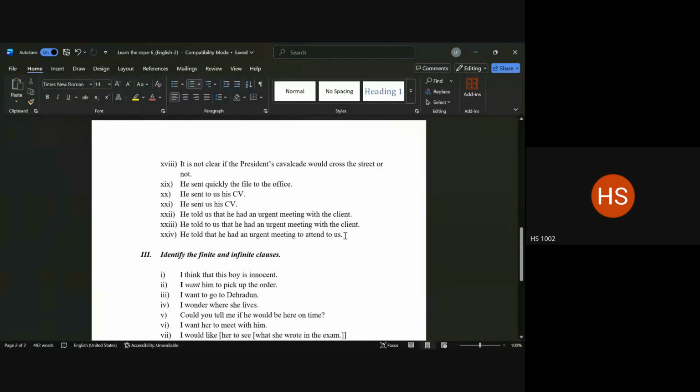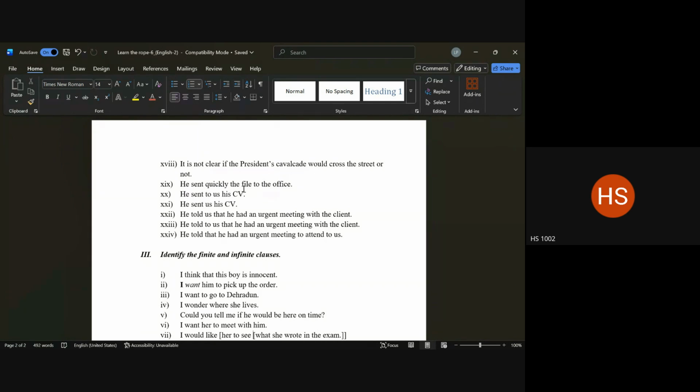Then from this, sentence number 19: He sent quickly the file to the office. He sent quickly the file to the office. So now we are moving to the placement of adverbs in a sentence. We are basically checking where the adverb can be placed at this particular point. Should it be placed after the main verb? Should it go to the end of the sentence? Or is it more fluid? Can you place it wherever you want? This is the question we are looking at.